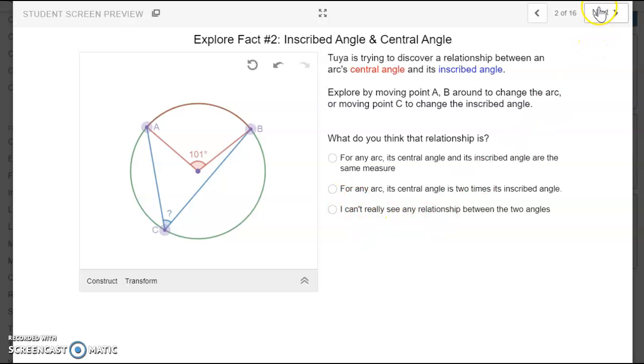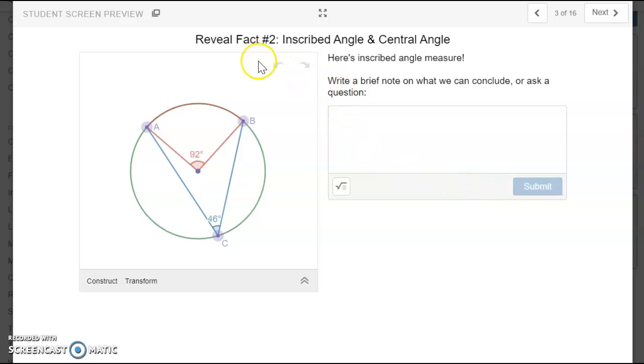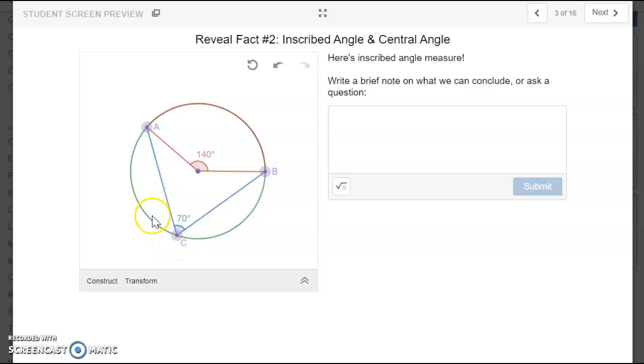What do you think is the relationship? Here is the reveal. It actually reveals the angle measure of the inscribed angle. 92 degrees, 46 degrees. We're talking about the arc AB. If I change the arc measure to say 140, what is the inscribed angle measure? 70. If I make the arc measure 80, what is the inscribed angle measure? 40. And it does not matter where the point of the vertex is.